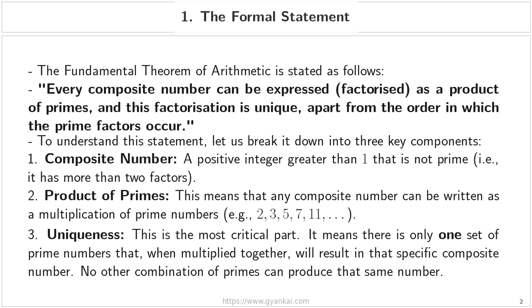Finally, and most importantly, we have uniqueness. This is the heart of the theorem and the most critical part to understand. Uniqueness means there is only one single, specific set of prime numbers that, when multiplied together, will result in that specific composite number. No other combination of primes exists that can produce that same result. As we will see in the next few slides, this uniqueness is what ensures that no matter which path you take to factorize a number, you will always arrive at the exact same destination.